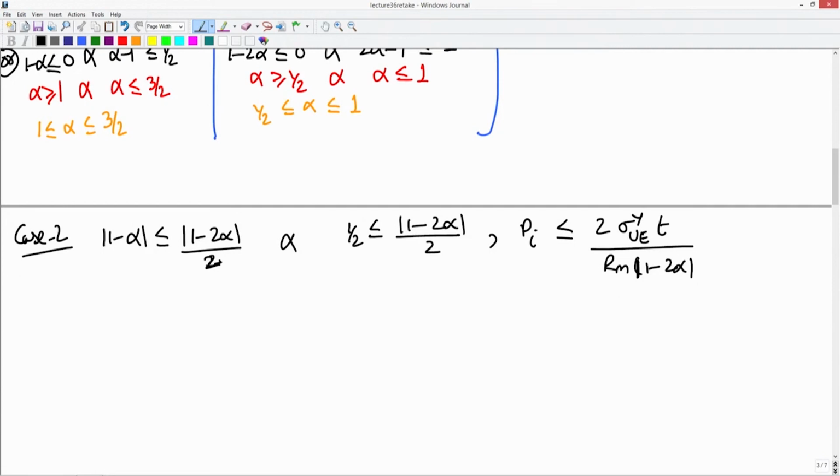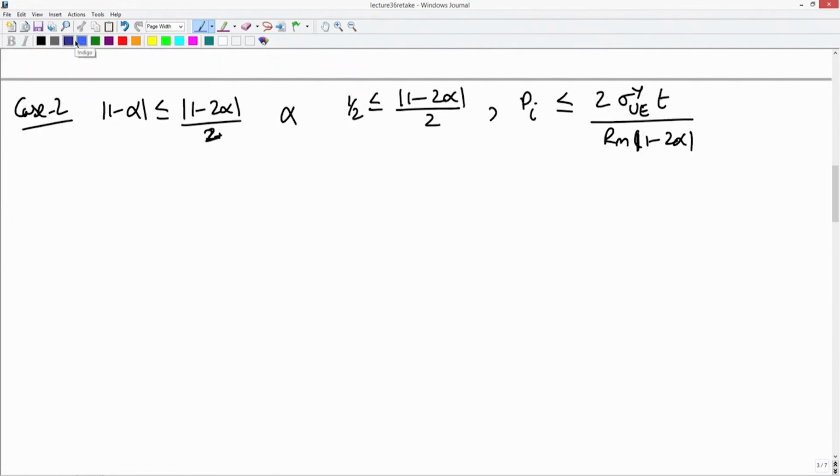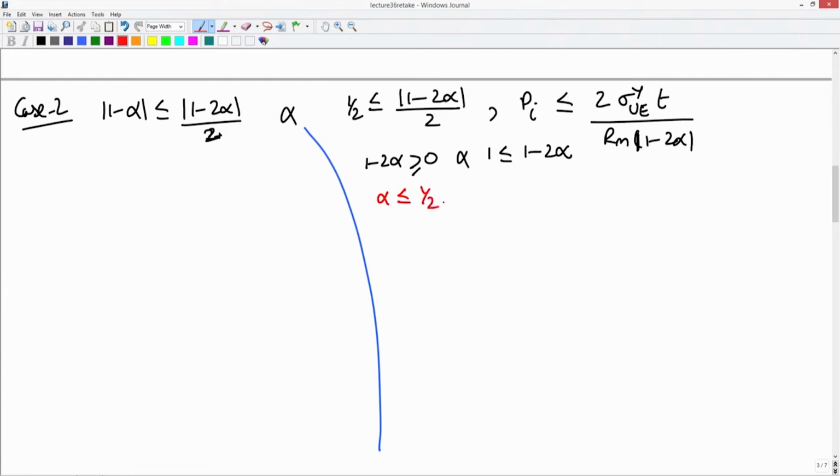Like before we have to look at different cases, but now there will be 4 cases for this inequality and 2 cases for this inequality, because there is absolute sign on either side of the inequality. So, first we will look at the second one. Looking at the second one, I want 1 minus 2 alpha to be greater than or equal to 0, and in which case I want 1 to be less than or equal to 1 minus 2 alpha. What does this tell us? This tells us that alpha must be less than or equal to 1 half and alpha must be less than or equal to 0. This is not possible. So, this is a not possible case.